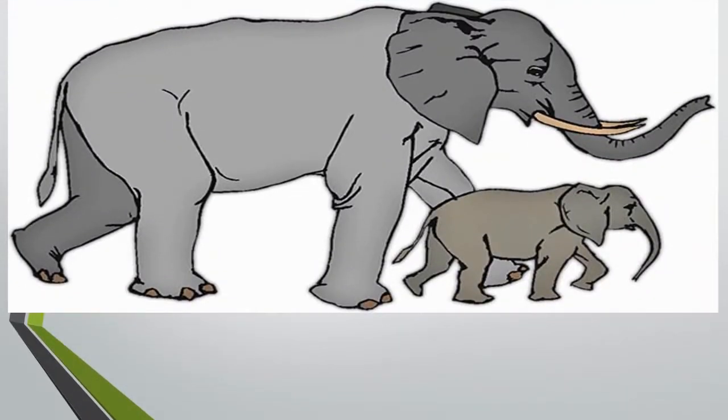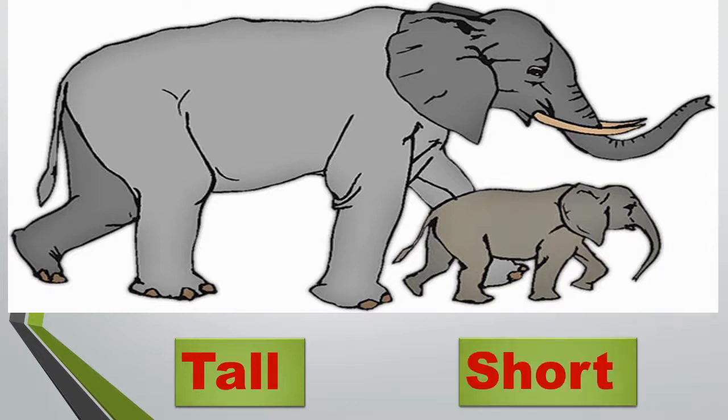Now student, in this example we have mama elephant and baby elephant. So which will be tall and short? Yes, mama elephant will be tall and baby elephant will be short. Mama elephant has a great height and baby elephant has a small height.